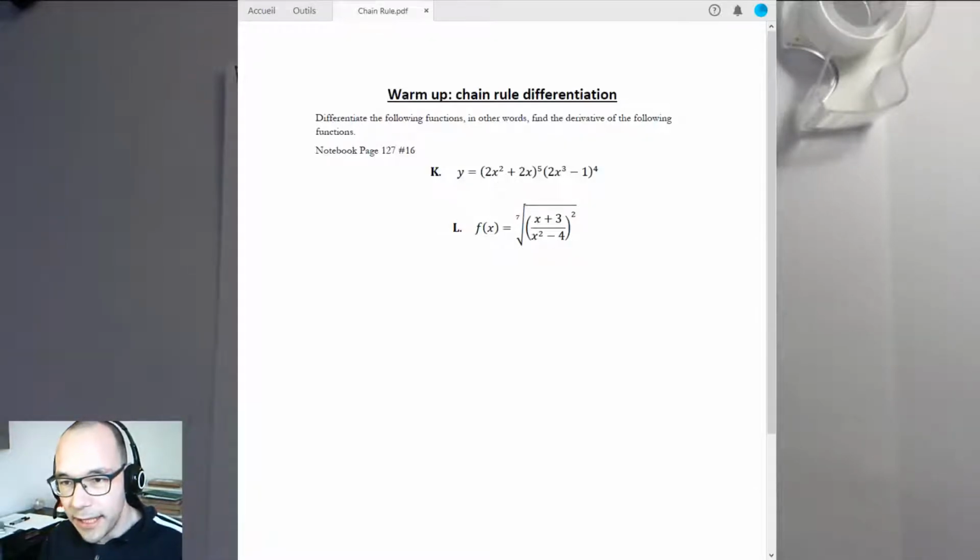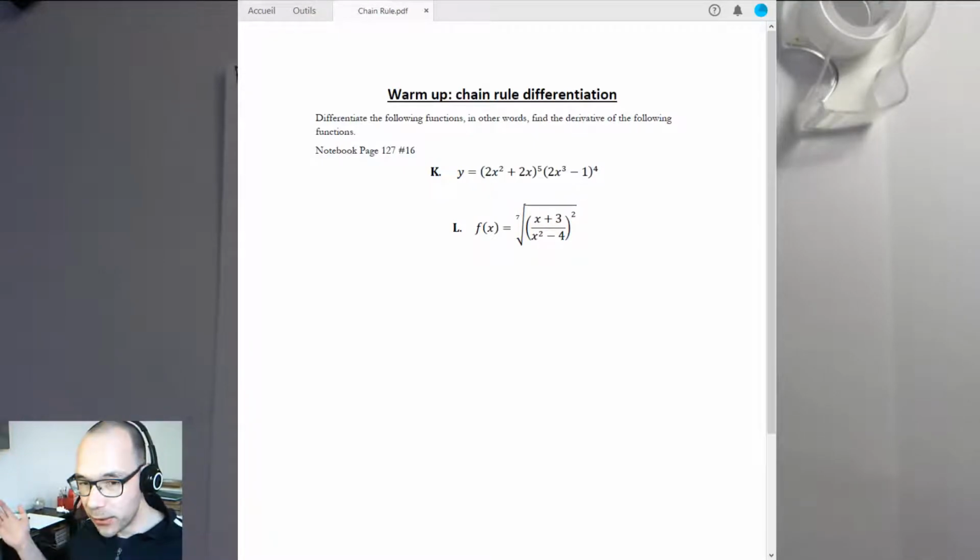Okay, so now we're going to be doing a warm-up about the chain rule differentiation, or the chain rule special math kung fu technique. You have problem K and problem L from number 16 at page 127 of your notebook. Those are the last of number 16, so those are supposed to be the hardest ones. As usual, you should pause the video, try those by yourself, and then come back for the solution. So I hope it went well.